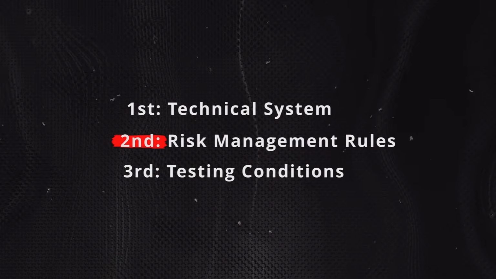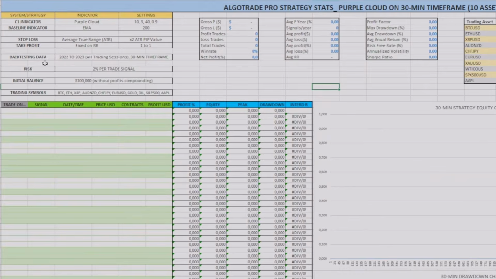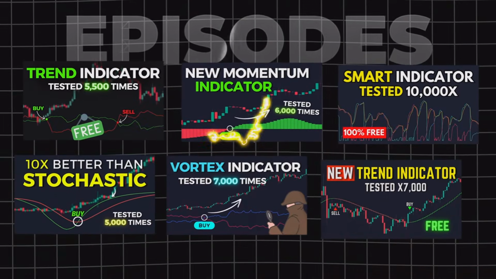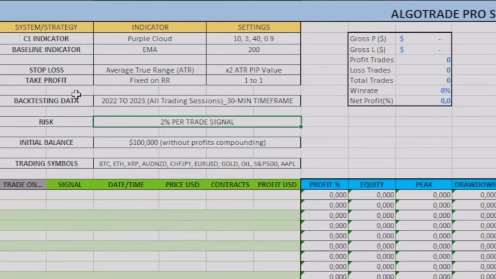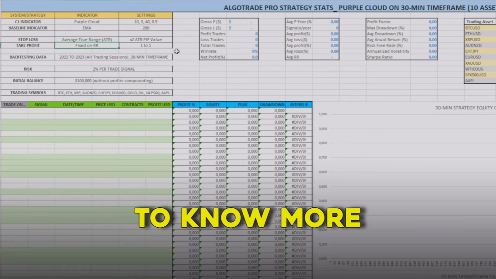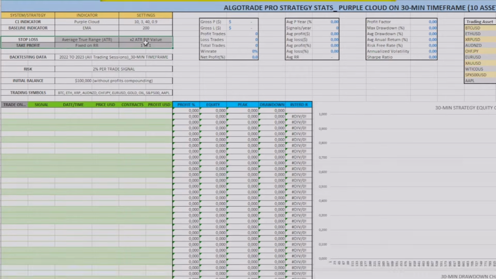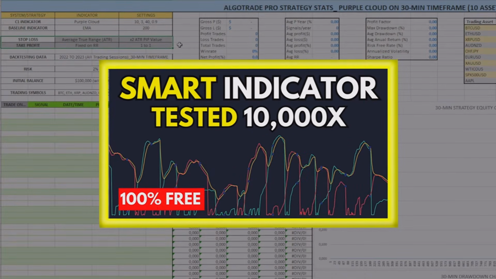Regarding the second step, the risk management, it will also be the same one I used in all my other episodes, using a 2% risk per trade, a stop loss calculated based on 2 times the average true range indicator number, and by using a take profit on the 1-to-1 risk to reward ratio zone. If you'd like to know more about this risk management system, check out the first episode of this series.